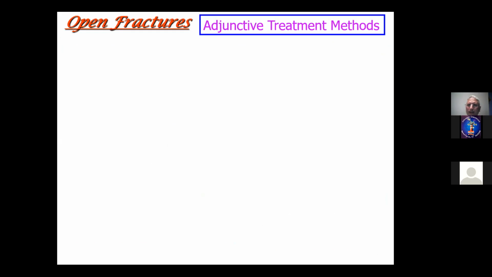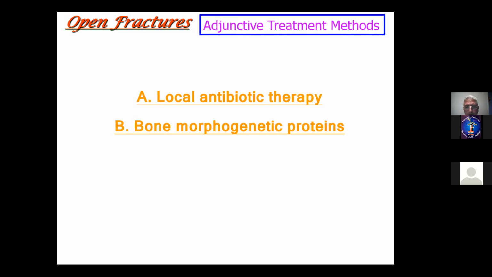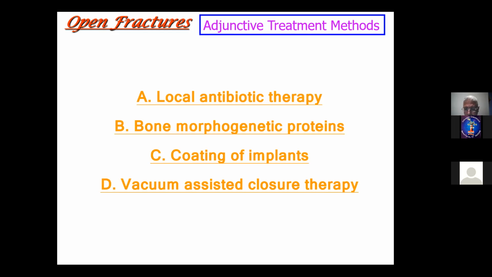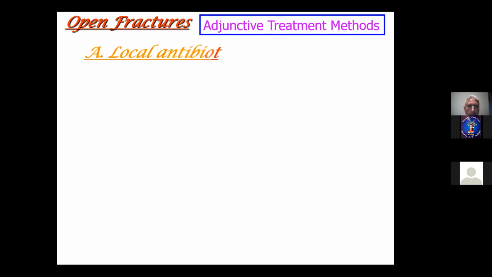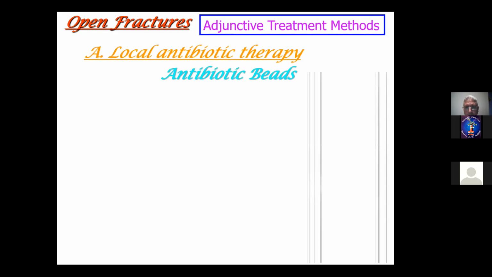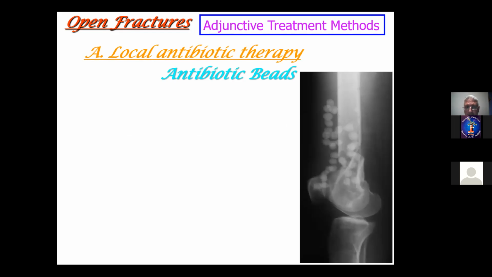Is there any adjunctive methods? Adjunctive methods, I mean additional treatment methods other than the pillars of antibiotics, the pillars of irrigation, the pillars of debridement, and the pillars of fracture stabilization. We have the local antibiotic therapy, we have the bone morphogenic proteins, we have the coating of the implants, and the vacuum-assisted closure therapy. Local antibiotic therapy starts, of course, with the polymethyl methacrylate antibiotic beads.